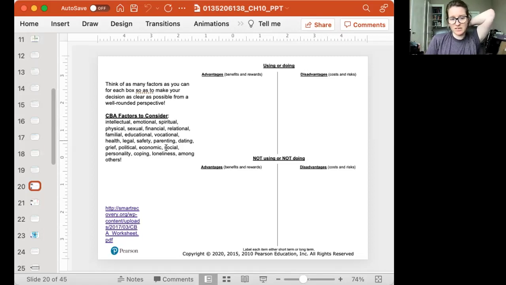And the factors I encourage them to think about are intellectual, emotional, spiritual, physical, sexual, financial, relational, familial, educational, vocational, health, legal, safety, parenting, dating, grief, political, economic, social, personality, coping, loneliness, and there's more. All these things are part of someone's lived experience.